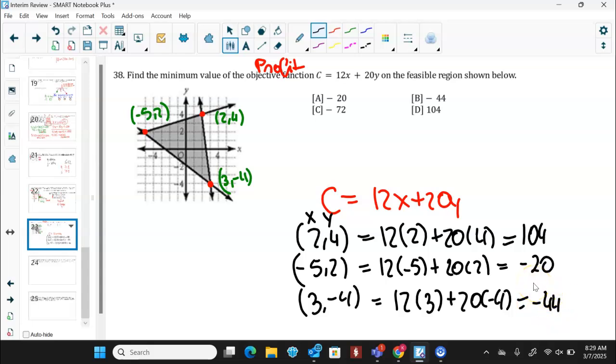So it's asking us for a minimum volume. So the minimum volume right here is going to be -44, which is the smallest out of all, right? So -44 is the most minimum volume there is. Okay?